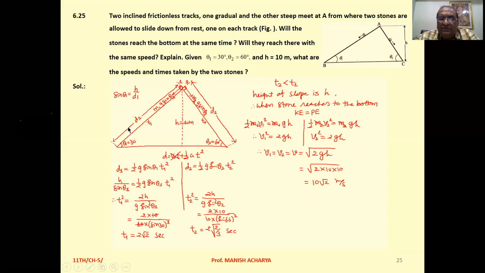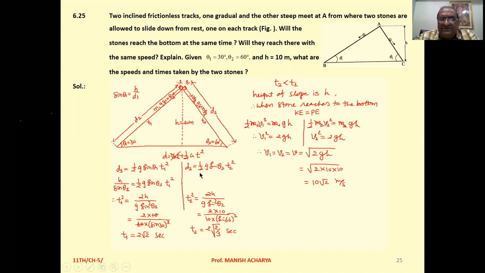Now suppose the length of the slope on the left hand side is d1 and the time taken by stone 1 to reach the bottom is t1. On the right hand side the length of the slope is d2 and the time taken by stone 2 to reach the bottom is t2. Then we can use the equation d equal to v0t plus half at square. Initial velocity of both is 0. So we can use the equation d equal to half at square. So d1 is half, acceleration is g sine theta 1, into time taken t1, so t1 square.